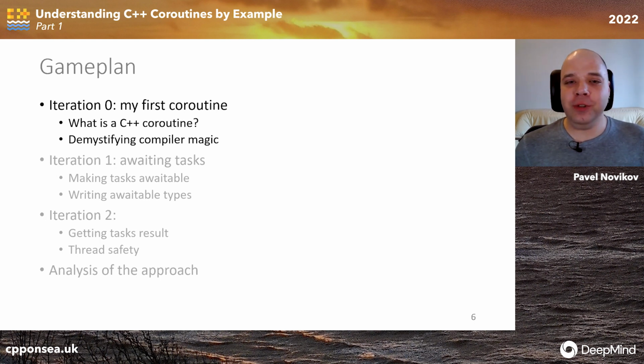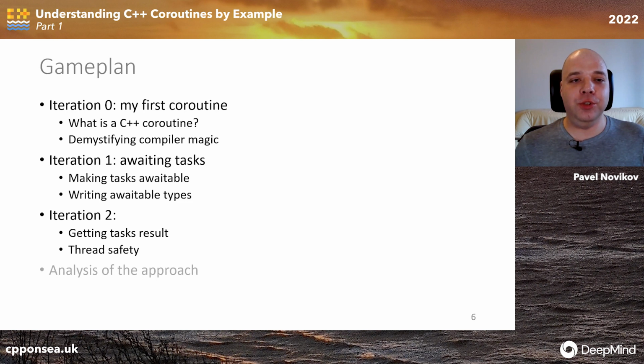And on a more serious note, let's see what we'll discuss today. We'll have kind of like 3 iterations. Iteration 0 will learn how to write coroutines, by example, kind of my first coroutine. We'll see what is a C++ coroutine and try to demystify the compiler magic that handles the code that you write. On iteration 1, sorry, zero-based indexing, we'll learn how to await tasks and make awaitables.